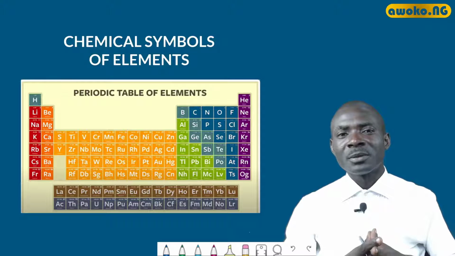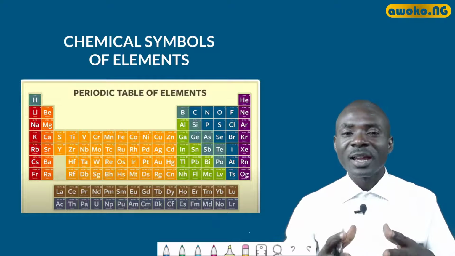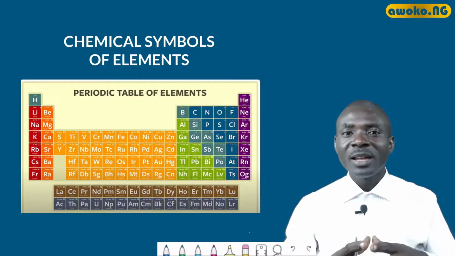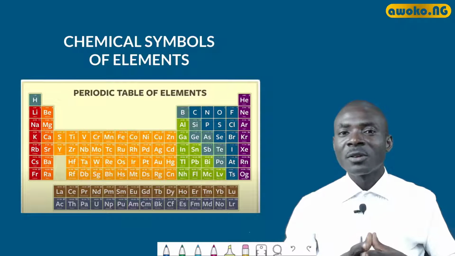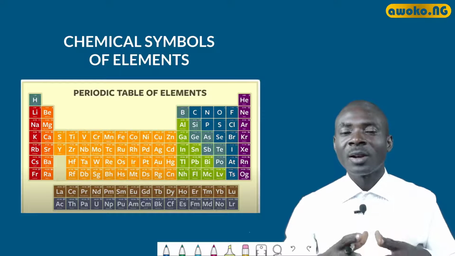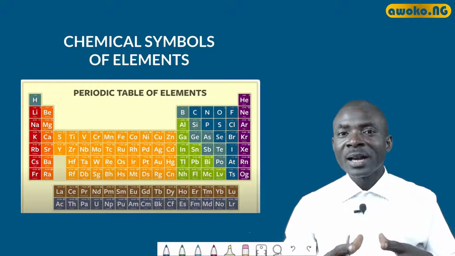What is a chemical symbol? A chemical symbol of an element is a shorthand representation of the atom of the element. How are the symbols of elements written? It is written using either the first letter of the element or the first letter and any other letter of the element. However, the symbols of some elements are written using their Latin names.